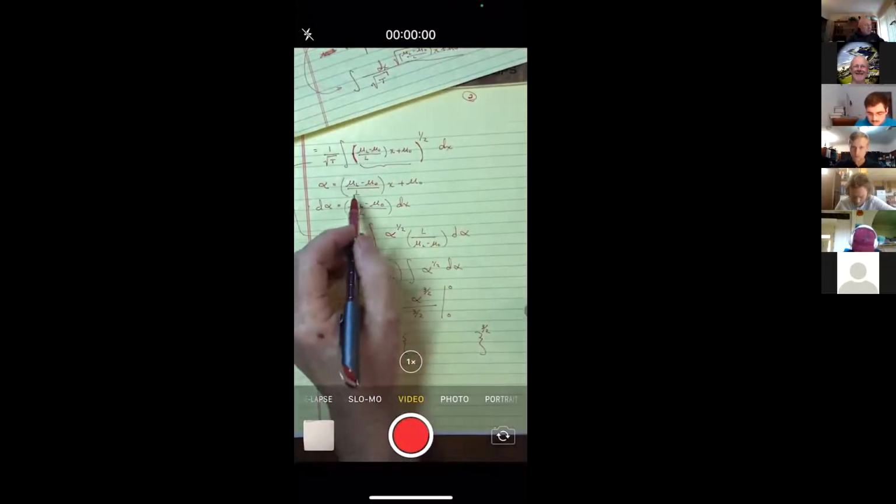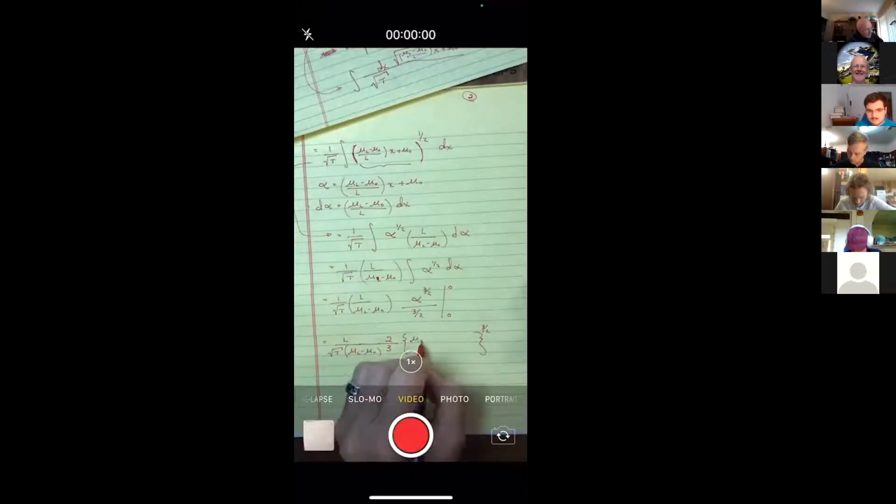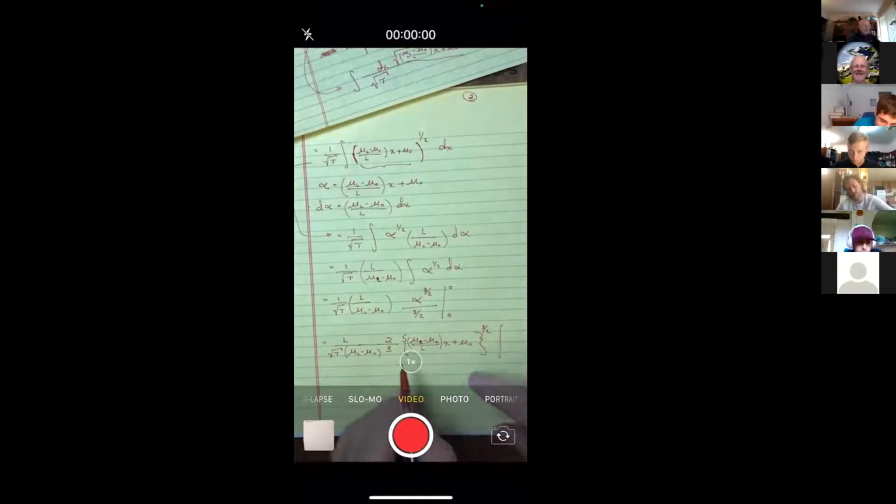And alpha, I'll come back up here, is mu L minus mu naught over L times x plus mu naught. And now I'll put in my limits in terms of x. And so our limits of x were from 0 to L.